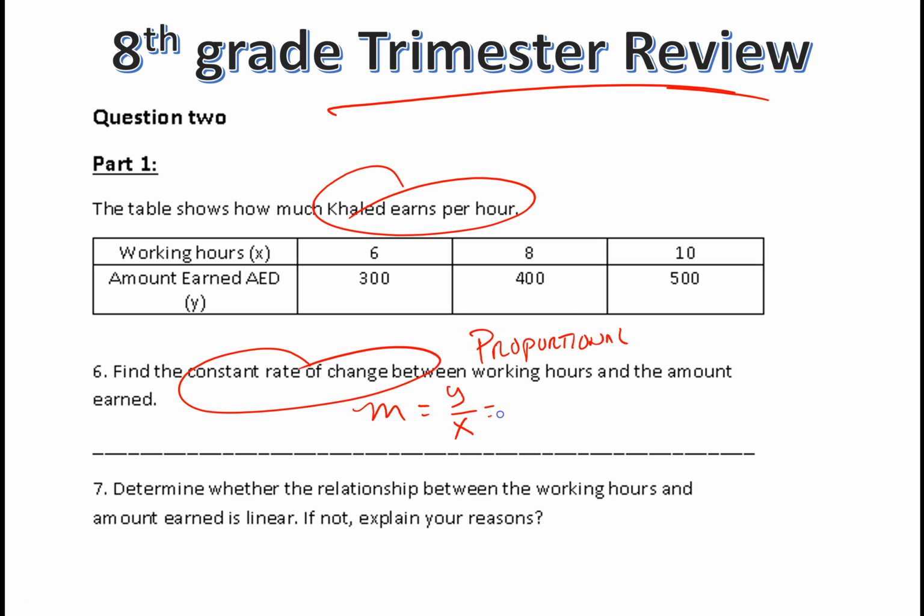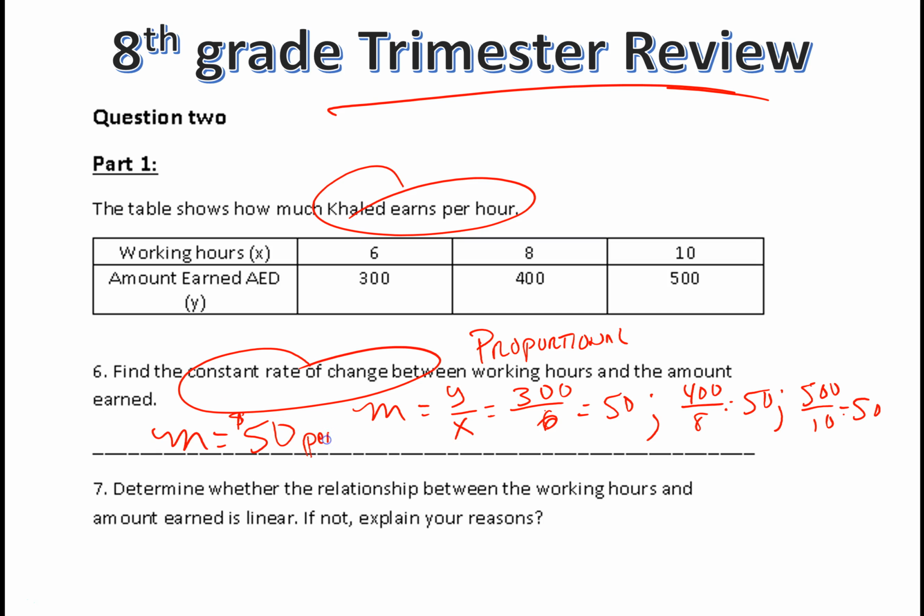So let's test it. 300 divided by 6 is 50. 400 divided by 8 is 50. And 500 divided by 10 is 50. So my constant rate of change is 50. We'll say $50 per hour.